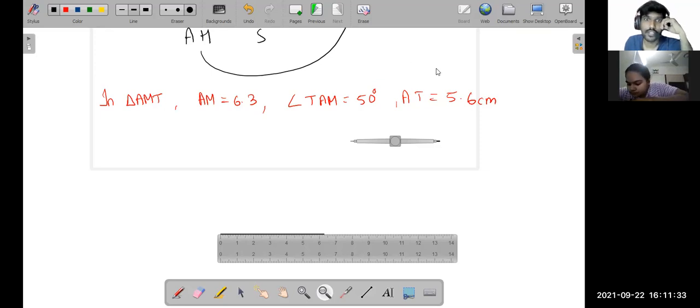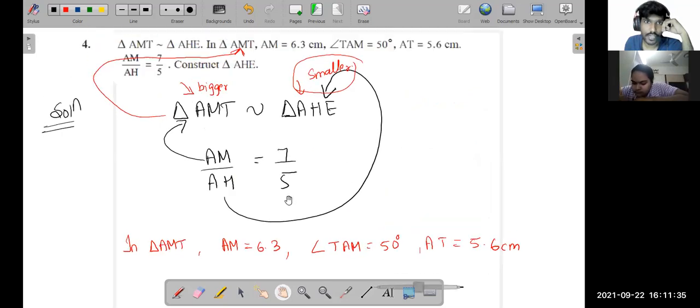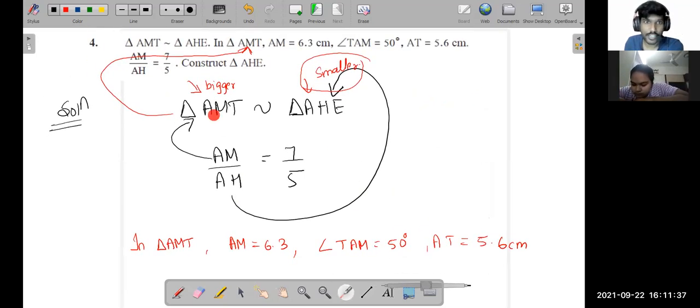Okay. So write down the question first and after that, write down which is bigger and which is smaller, and then write this length and then construct the base. You did not draw the rough figure. I did not do that. No, it's okay. In this, it's okay if we don't do the rough figure.